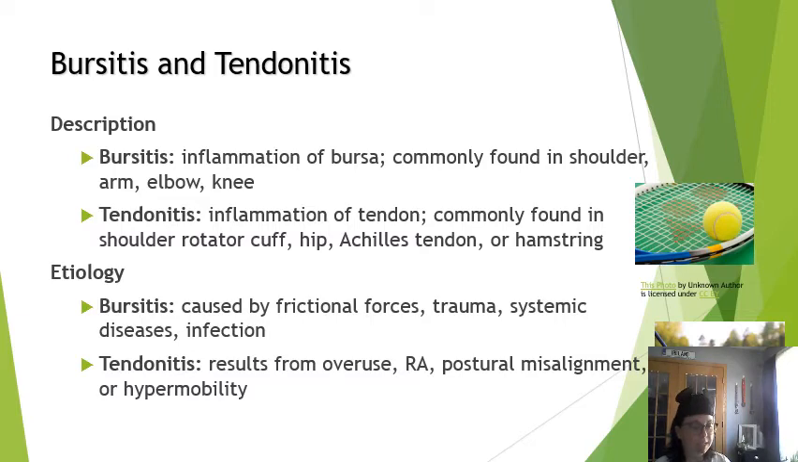Bursitis and tendinitis. Bursitis is inflammation of the bursa, commonly found in the shoulder, arm, elbow, or knee. Tendinitis is inflammation of the tendons, commonly found in the shoulder, rotator cuff, hip, Achilles tendon, or in your hamstrings. Etiology for bursitis is typically due to frictional forces, trauma, systemic diseases, and/or infection. Tendinitis results from overuse. You can have it from RA, also postural misalignment or hypermobility. It's really common in athletes. That's why I have the pictures here of golf and tennis players.